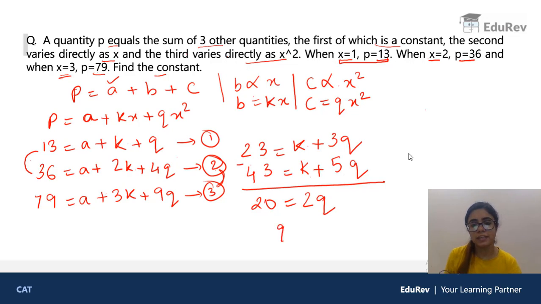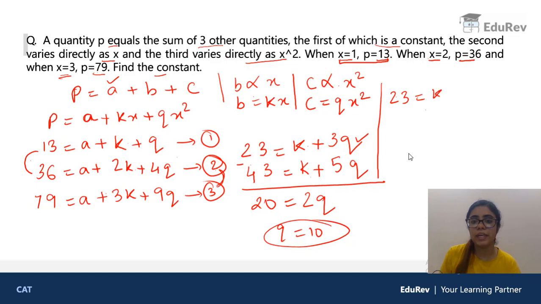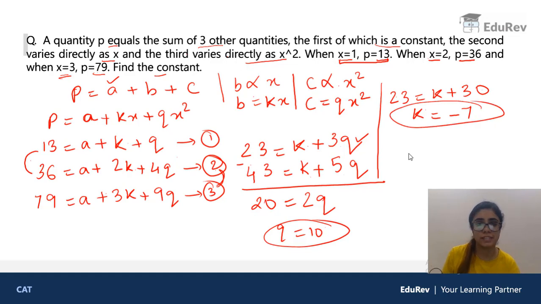So can I say the value of Q is 10? I got the value of Q. I can substitute here and I can get the value of K. So we know 23 is equal to K plus 3Q. So that is 3 into 10, which is 30. So your K will be 23 minus 30, which is minus 7. Okay, K is minus 7.